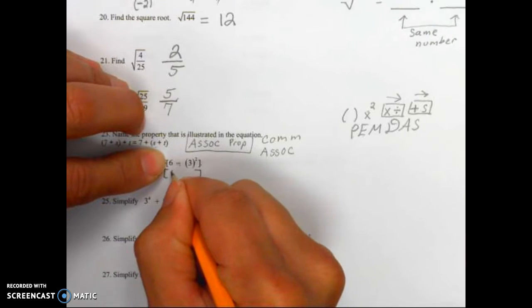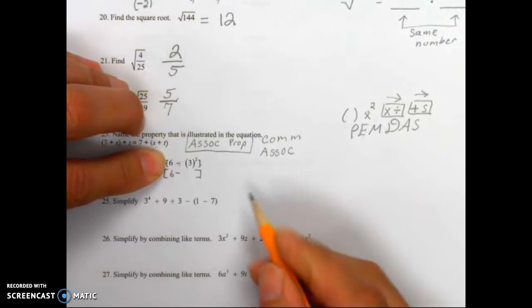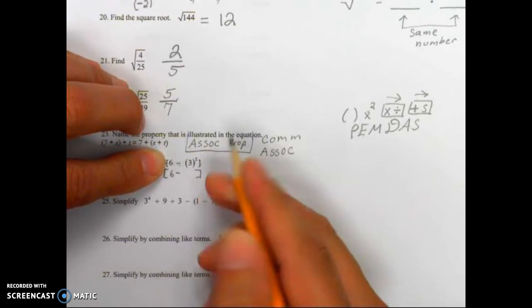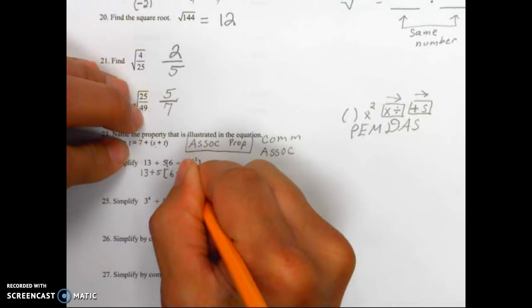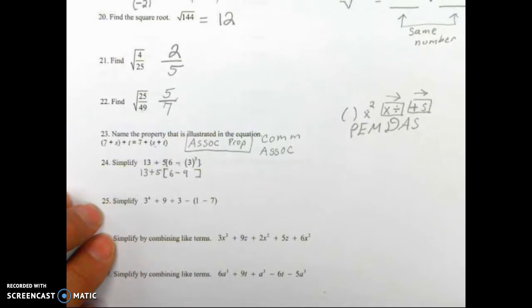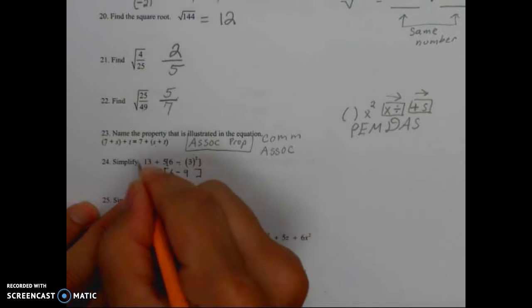So I'm not going to do this minus first. I'm going to keep the 6 right there, keep my minus sign. And remember, 3 squared doesn't mean 3 times 2. It means 3 times 3, and you get 9. So I technically still have these brackets or these parentheses, and I want to get rid of them. So again, I'm not going to be touching these two numbers, so I'm going to leave the 13 plus 5 alone.